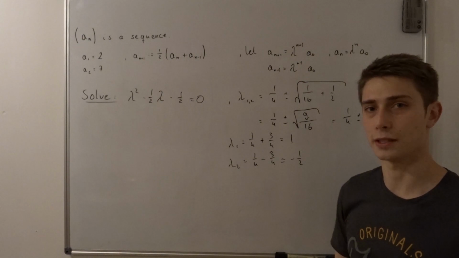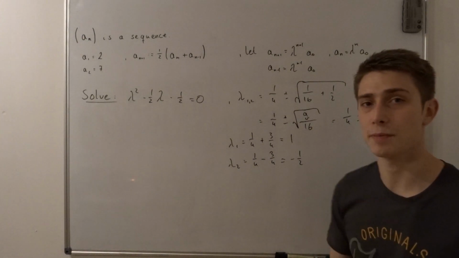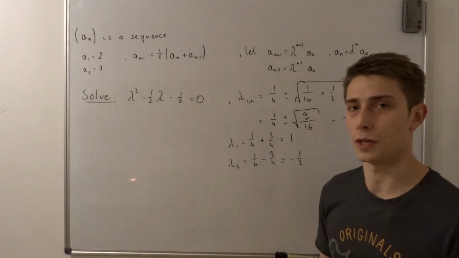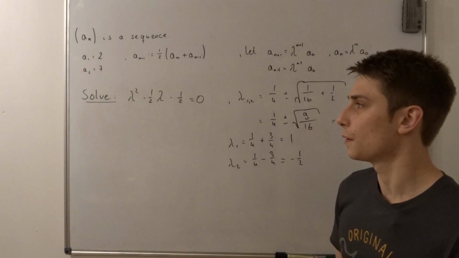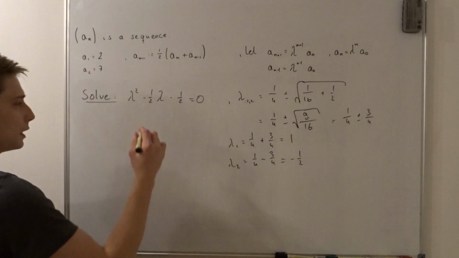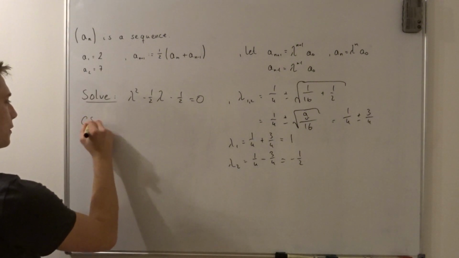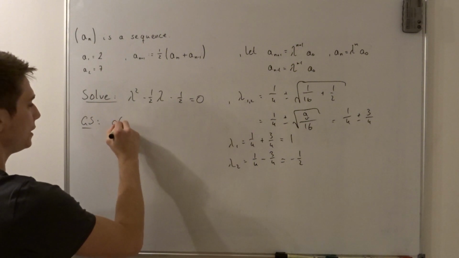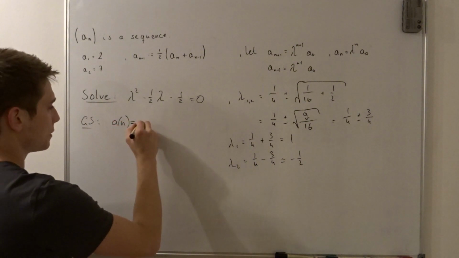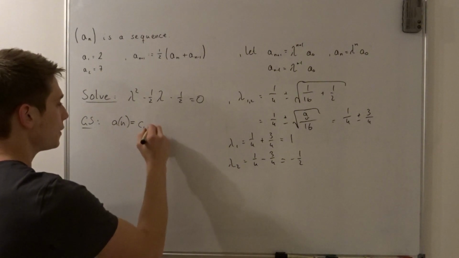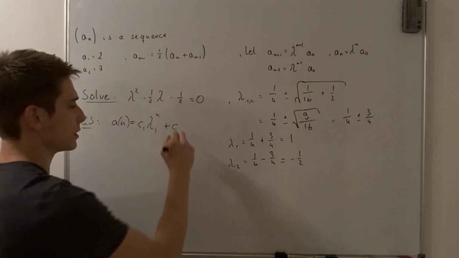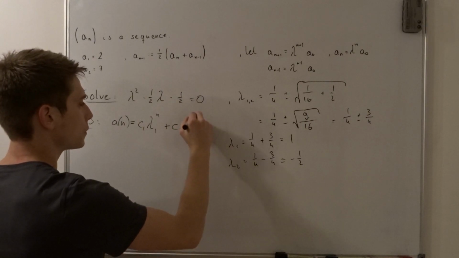And now we construct our general solution. Like I said before, it works nearly exactly the same as for differential equations. So our general solution, GS, is constructed as follows. So a in terms of n is some arbitrary constant c1 times lambda 1 to the nth power plus some arbitrary constant c2 times lambda 2 to the nth power.